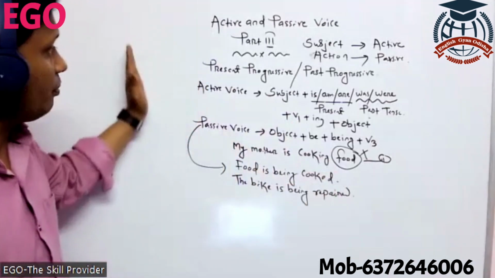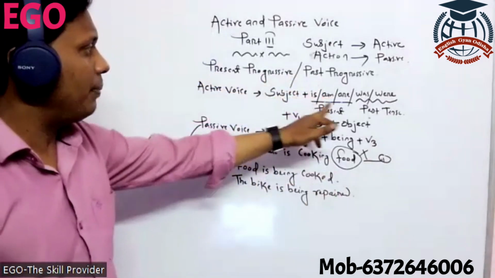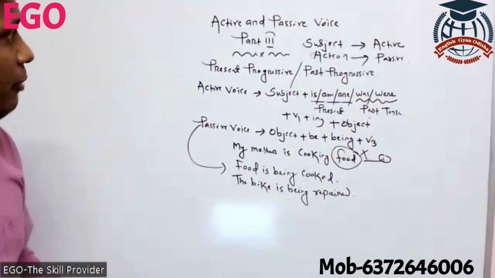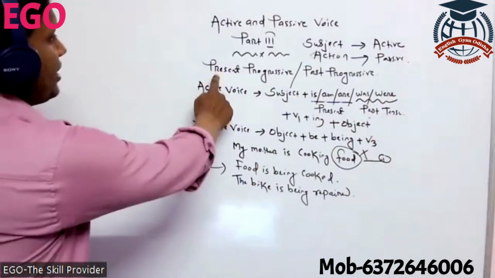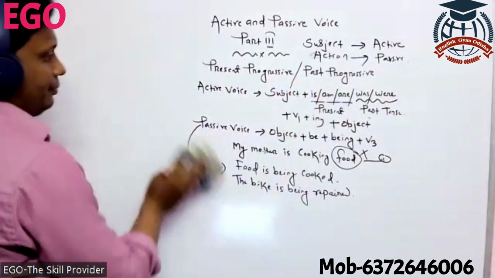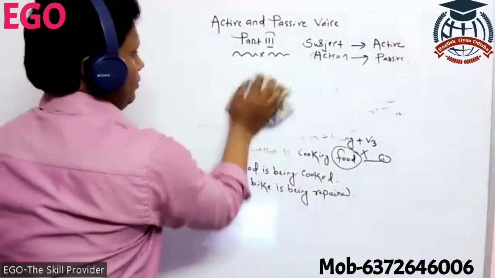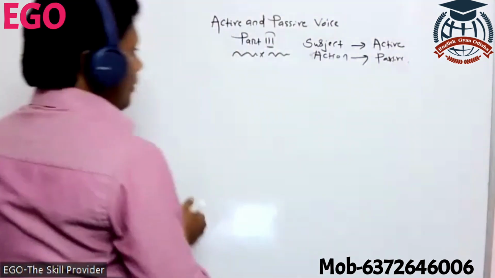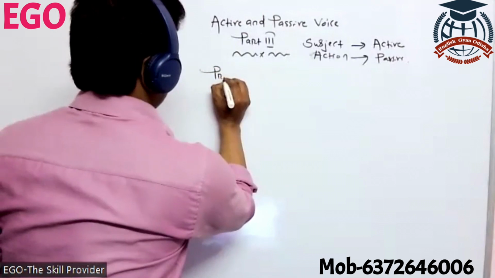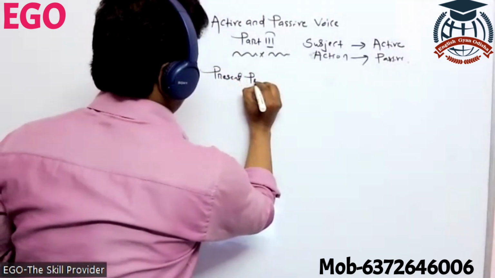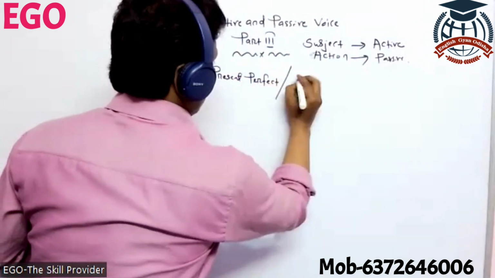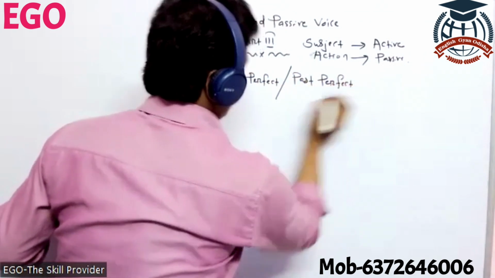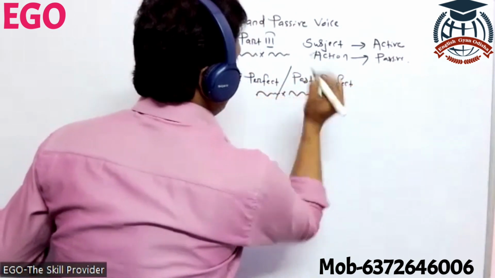Okay, anyway, this is something called present progressive and past progressive. In present progressive, am, is, are is used, and in past progressive, was, were is used. This is clear right now. Okay, so let me focus on something called present perfect and past perfect.